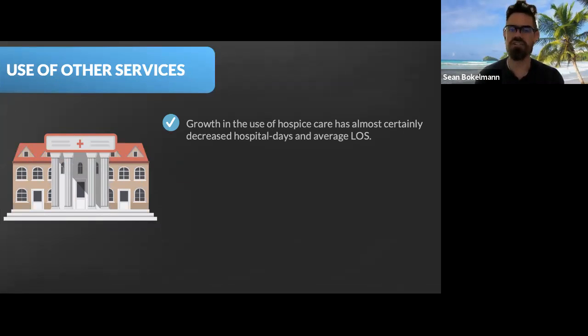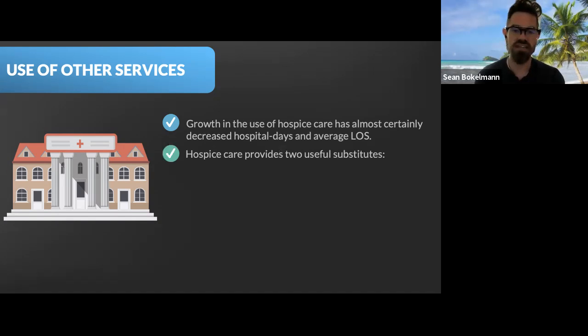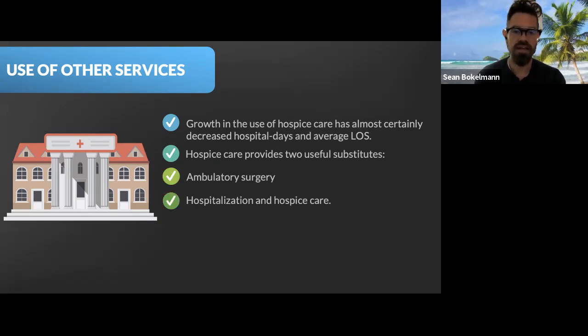And so this growth in hospice care has almost definitely decreased both hospital days as well as the average length of stay. And it's mainly because hospice care provides two useful substitutes. So the first is ambulatory surgery and hospitalization in hospice care. So all of these substitutions also helped to decrease the length of stay.